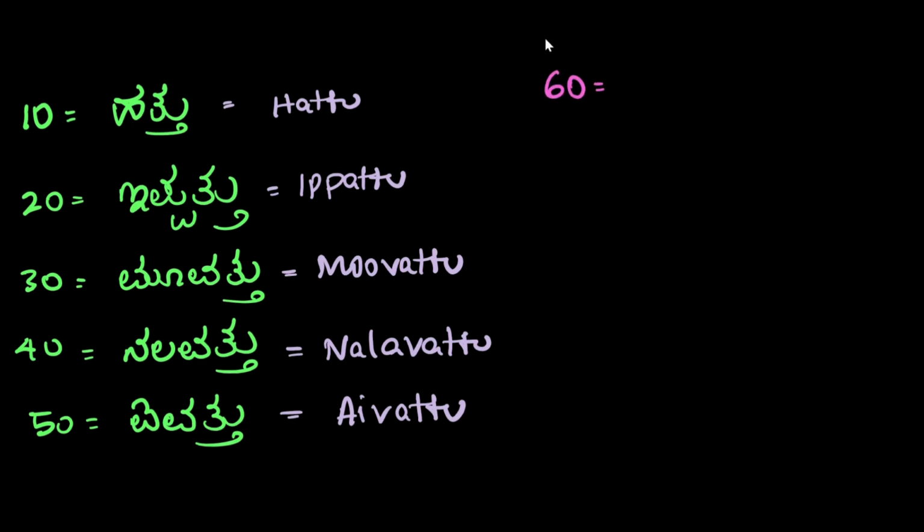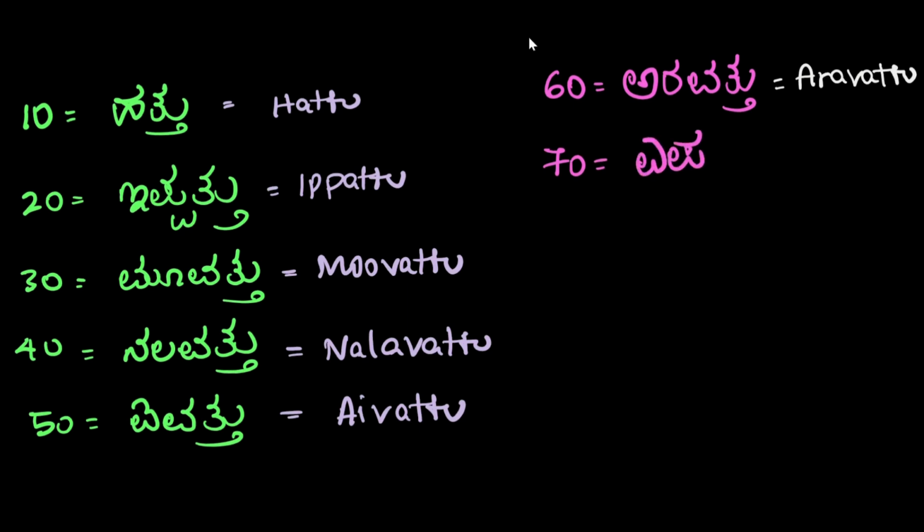And then comes 60. You just need to know this. 10, 20, 30. If you know this, you can easily tell other numbers also. What is for 60? 60 is ಅರವತ್ತು. Let me write it in English. What about for 70? 70 is ಎಪ್ಪತ್ತು. Most of the people get confused over here. ಇಪ್ಪತ್ತು and ಎಪ್ಪತ್ತು sound similar, right? So 20 and 70. 70 is ಎಪ್ಪತ್ತು.